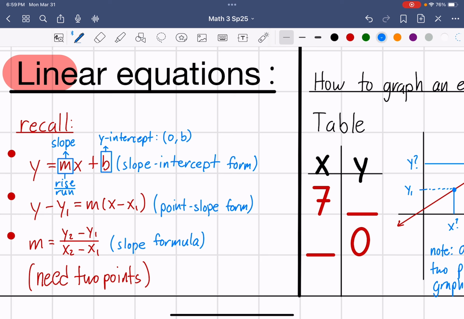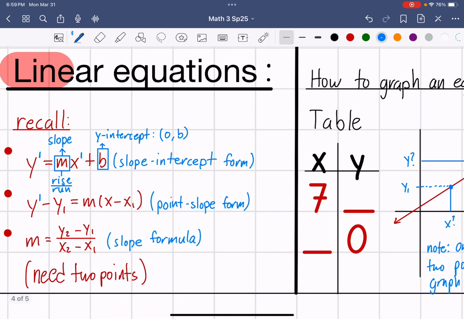There's two variables here. M represents the slope, B represents the y-intercept. Those are not the variables in question. The x and the y are the variables in question. And if you notice, in each one of these formats, the x and y only have a power of 1. That's what makes an equation truly linear.